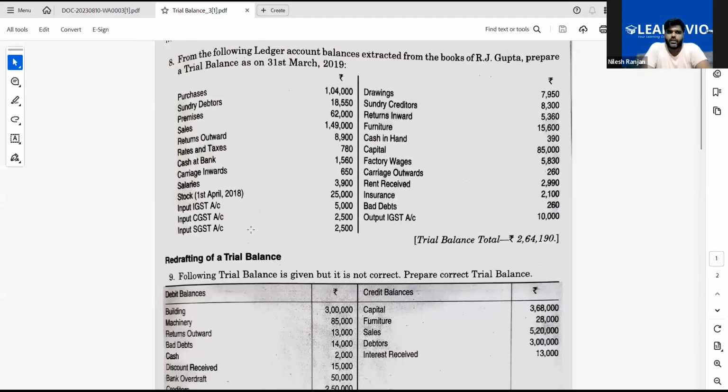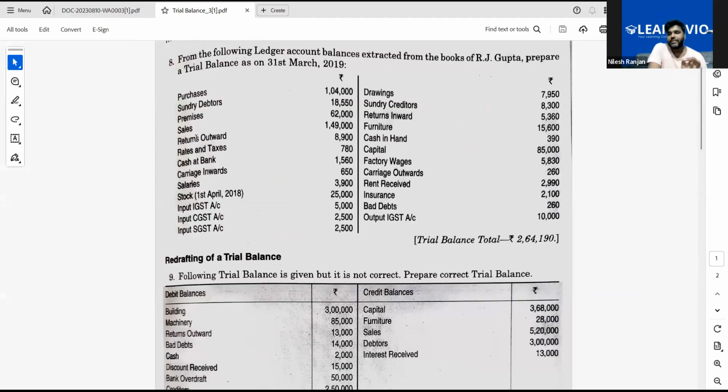Yes, sir. Okay. From the following ledger account balances extracted from the books of R.J. Gupta, prepare a trial balance as on 31st March 2019. So purchases, debtors, premises, sales, we have to write it like this. In the next class, actually, it is very simple which item will go where, but sometimes it may be confusing.